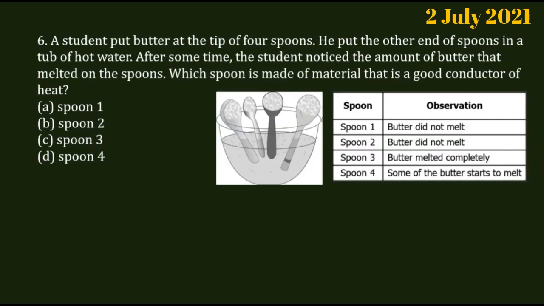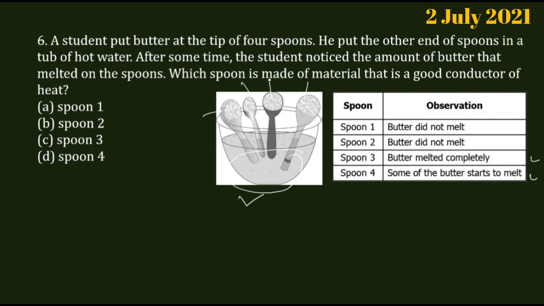Next, a question on the same property of metals. A student put butter at the tip of four spoons. Four spoons are given here, so in this picture some butter is pasted here. He put the other end of the spoon into hot water. He observes that in spoon 1 the butter did not melt, in spoon 2 again the butter did not melt, in spoon 3 the butter melted completely, and in spoon 4 some of the butter starts to melt.